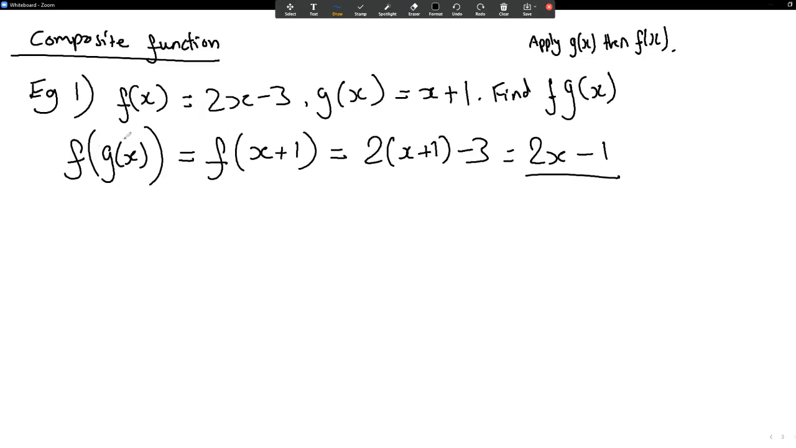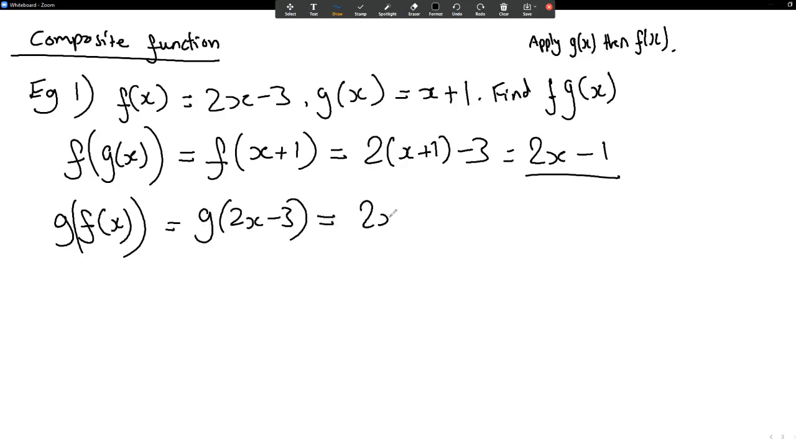Now let's try it the other way around. This will actually give us a different answer, g(f(x)). So first we imagine these brackets, and now we do f(x) first before g(x). So f(x) is 2x minus 3. And we can put it into g of x. So instead of x plus 1, we'll have 2x minus 3 plus 1. And that'll equal 2x minus 2. Like so. So we know that f(g(x)) equals 2x minus 1 and g(f(x)) equals 2x minus 2.